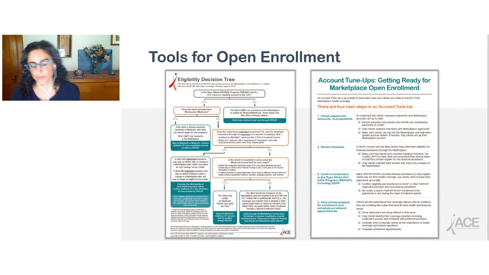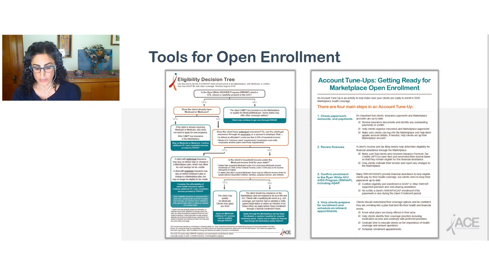Now I'm going to walk through a few of our ACE-TA Center resources. These ones on the screen right now are designed for frontline staff like case managers and benefits counselors. You can see here a couple of our most popular resources related to Marketplace open enrollment. The first one on the left side here is our eligibility decision tree. The eligibility decision tree is designed to help case managers and other frontline staff work with clients to figure out if they are eligible for Marketplace coverage or expanded Medicaid.